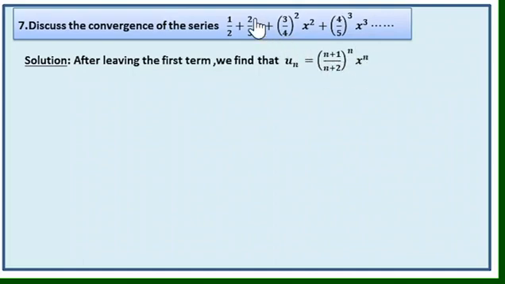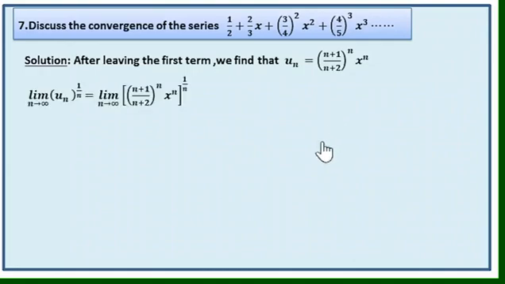Next, here we have 2 by 3, and here 3 by 4 whole square, etc. In general, if it is n here, then it is n plus 1 by n plus 2 whole to the power n. So this is our general term. Next, find the limit of un as n tends to infinity. Find the limit of un power 1 by n as n tends to infinity.